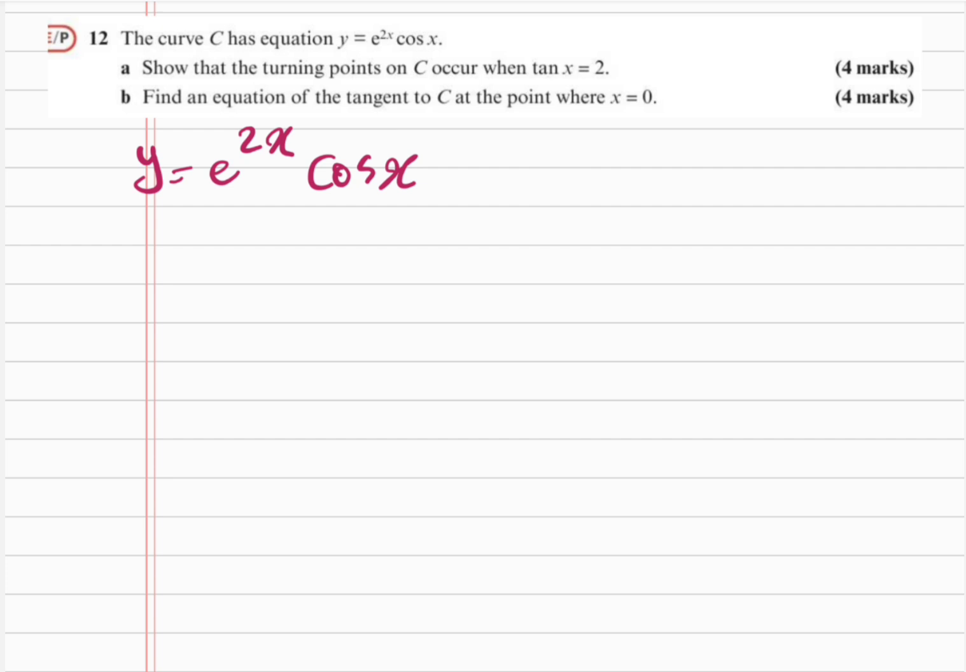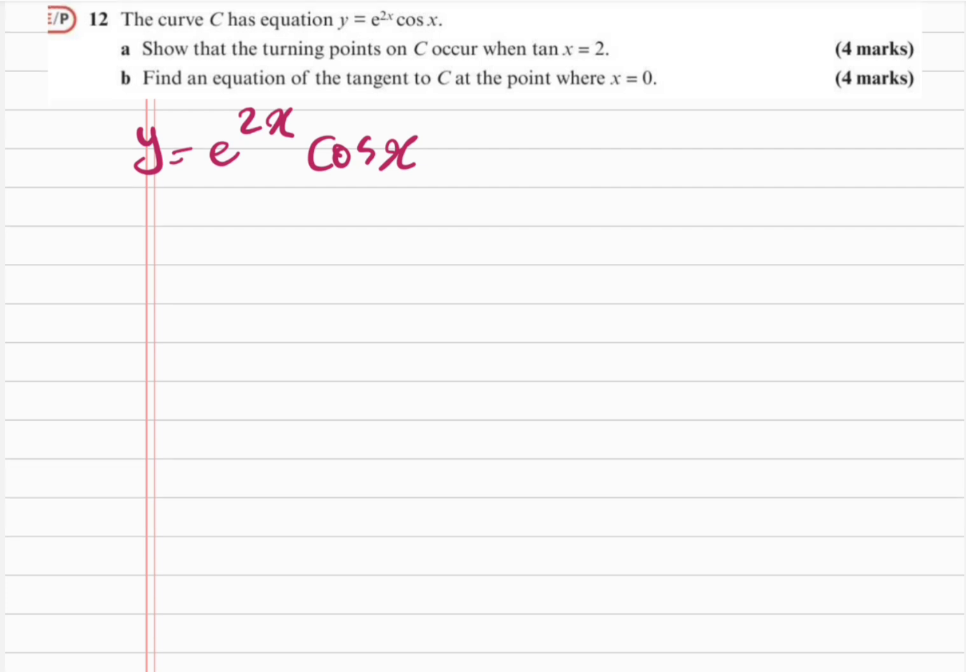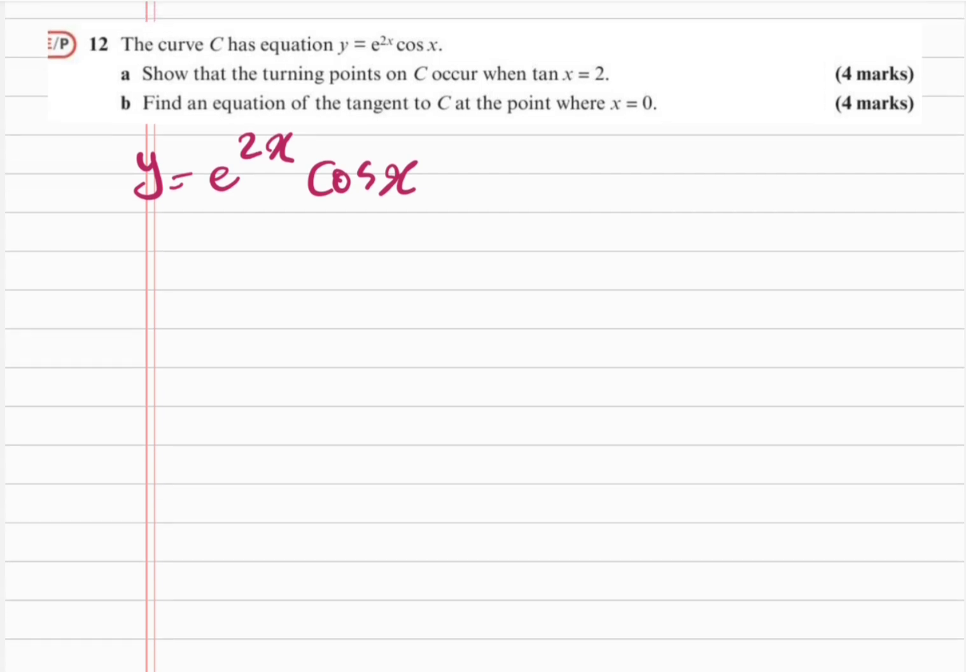So first we need to remember that if we want to find the turning points of a curve, we first differentiate it and then set the first derivative equal to 0, and the solutions of that equation are the x coordinates of the turning points. In this case, the task is basically finding the first derivative and setting that equal to 0. Then hopefully, if everything is done correctly, we should get something like this. But let's do that first.